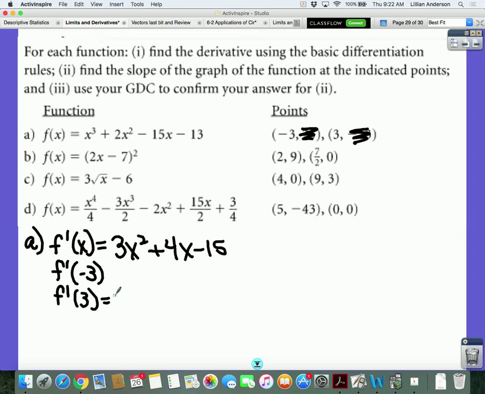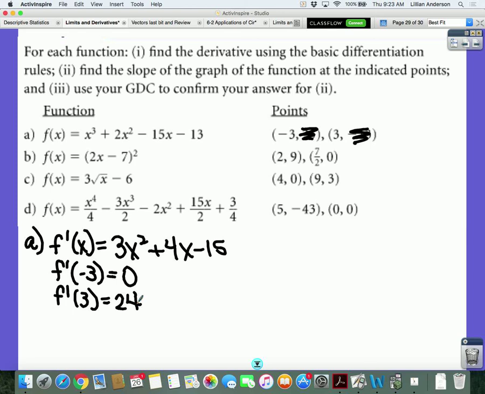What value do you get? 0. Let's plug in positive 3. What'd you get? Questions up to here?